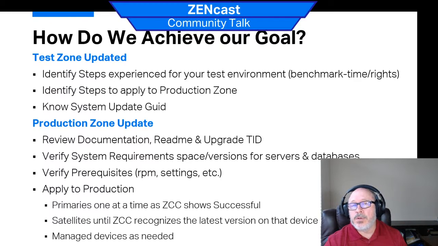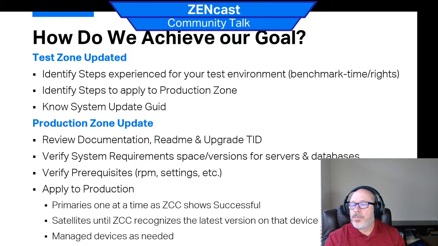Also look at some of the videos that are out there. There's some videos about upgrades and how a Windows environment or an appliance environment was upgraded. Okay. Apply to production. Verify prerequisites. There may be an RPM setting, an RPM that you have to deploy on Linux, or settings that have to be in place. System requirements for space and versions for servers and databases. Don't forget your databases. We have the audit database, we have the ZENworks database, and now the Vertica database if you're using Vertica.